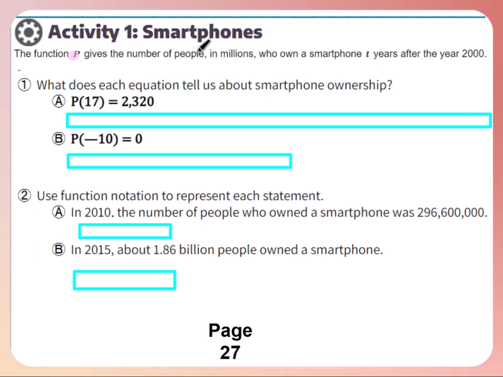P is our function, and we're talking about people in millions who own a smartphone. T is our variable, our input or our x. That's the years after the year 2000. What does each equation tell us about smartphone ownership? We have p of 17 equals 2,320. Can you put that into words? The same thing for p of negative 10 equals 0.